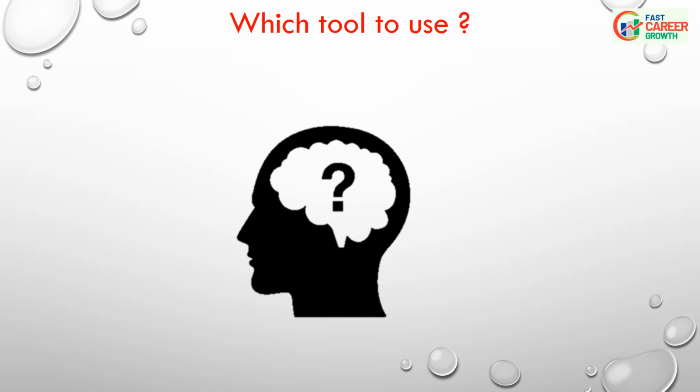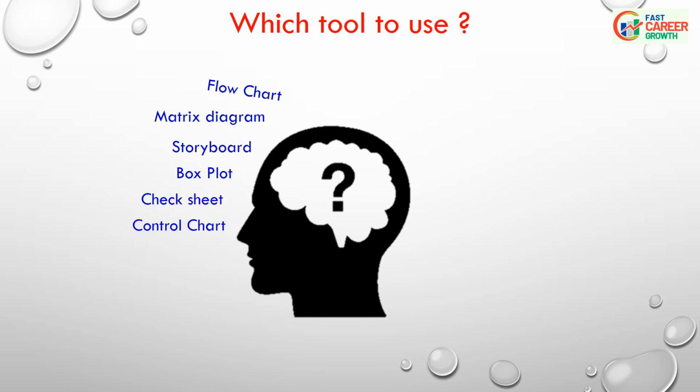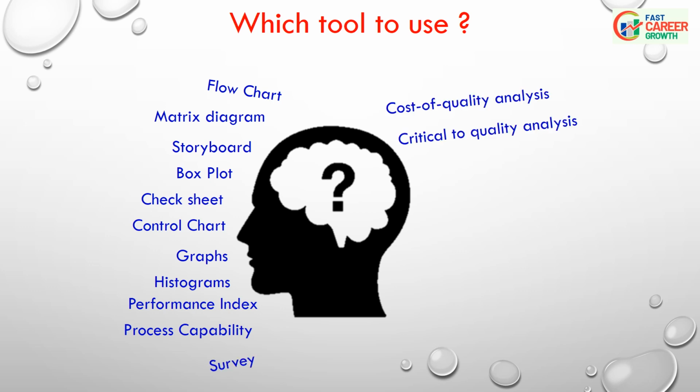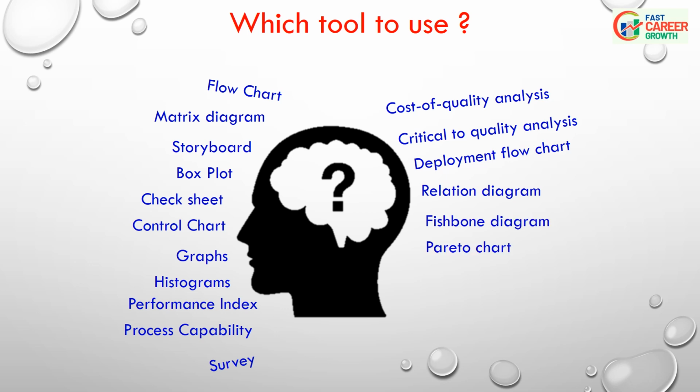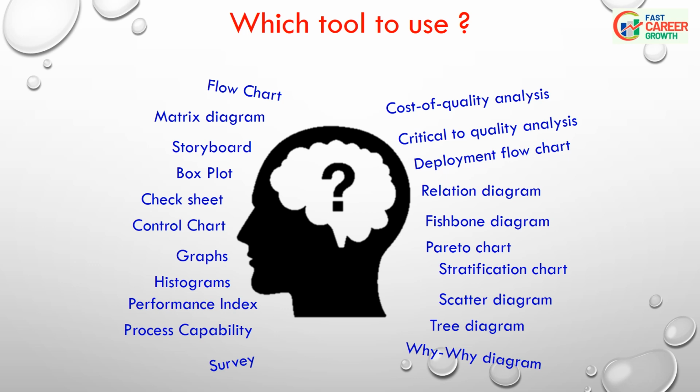problem can be resolved. There are many ways to solve a problem, such as flow chart, matrix diagram, storyboard, box plot, check sheet, control chart, graphs, histograms, performance index, process capability, survey, cost of quality analysis, critical to quality analysis, deployment flow chart, relation diagram, fishbone diagram, Pareto chart, stratification chart, scatter diagram, tree diagram, Y-Y diagram.